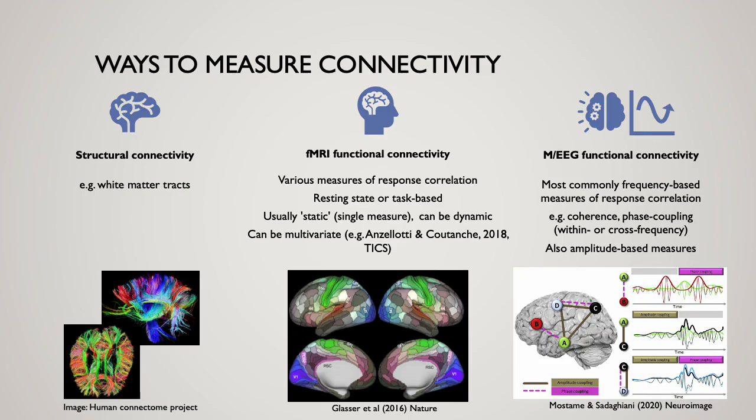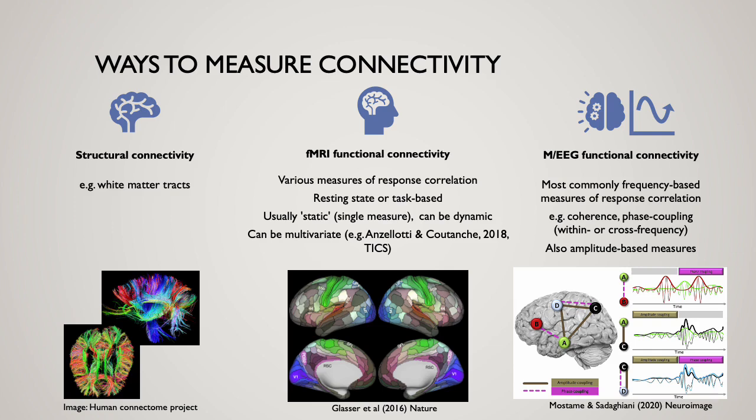Firstly, here's a very broad overview of different approaches to measuring connectivity. Each of these is giving us a different kind of insight. A fundamental measure of brain connectivity is anatomical, measuring which brain regions are physically connected. Another class of methods is measures of functional connectivity from fMRI.